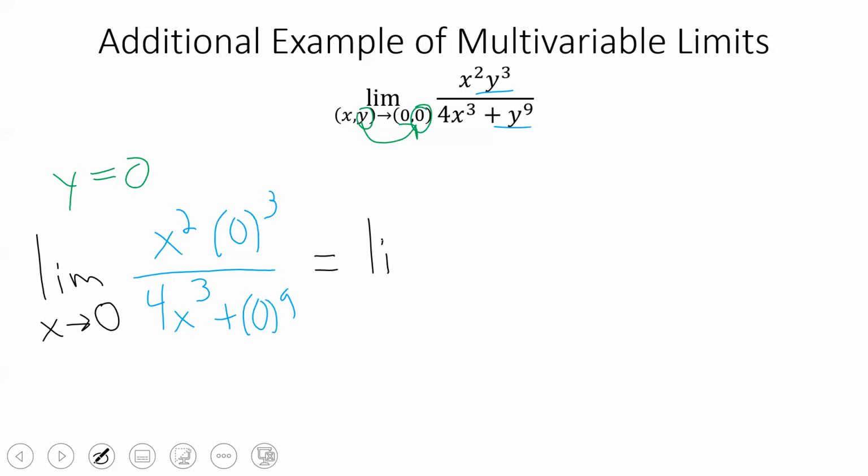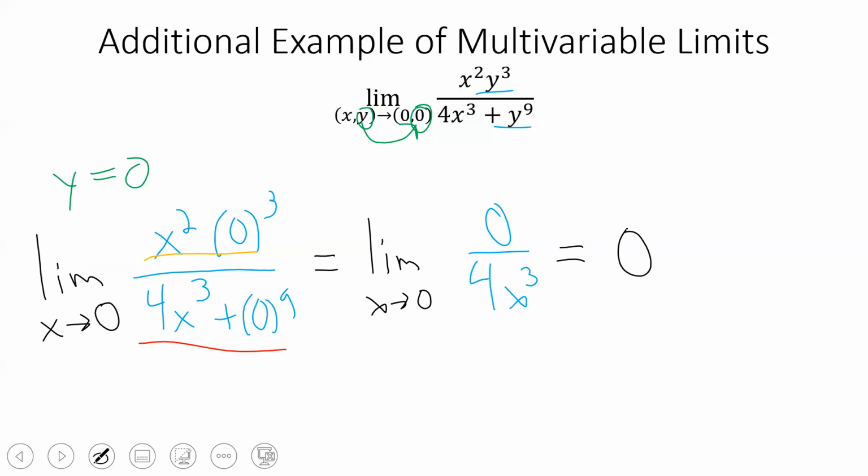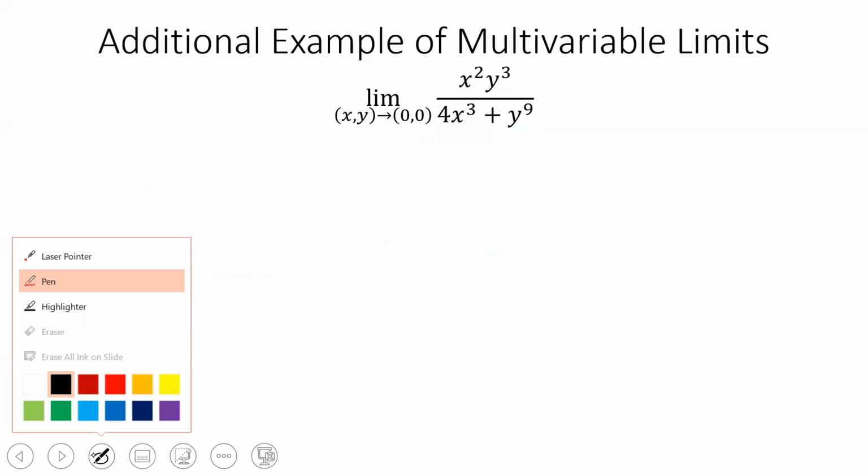You may notice if we take this limit here and simplify, first of all, the x squared times 0 cubed in the numerator is going to give us 0. The 4x cubed plus 0 to the 9th in the denominator is going to give us just 4x cubed. And so we're taking the limit as x approaches 0 of 0 over 4x cubed, but that will just simplify to 0, and taking the limit of that just equals 0. Okay, so it looks like if we hold y constant at 0, we get that the limit of this function as we approach (0,0) is 0.